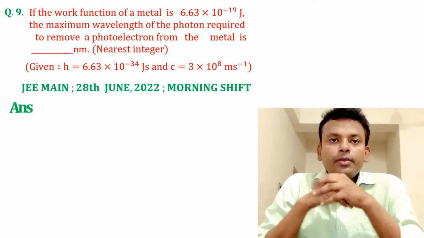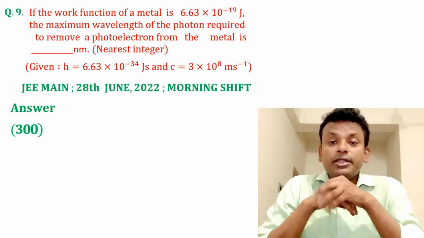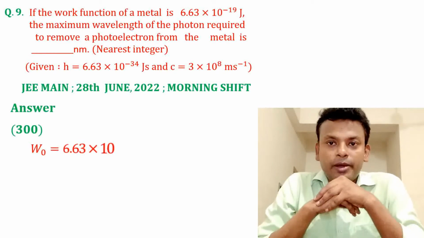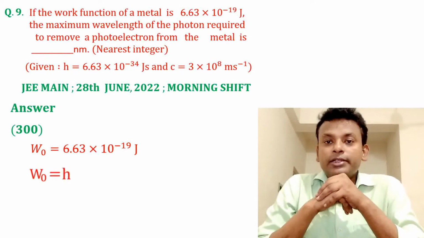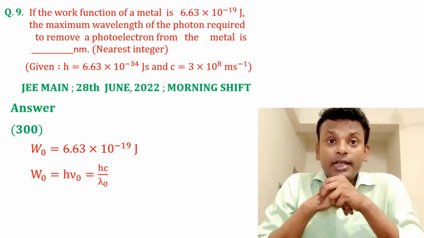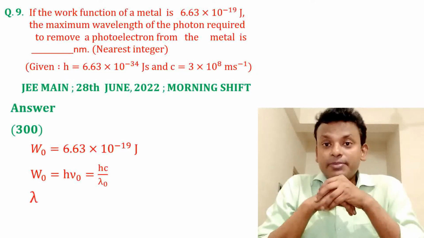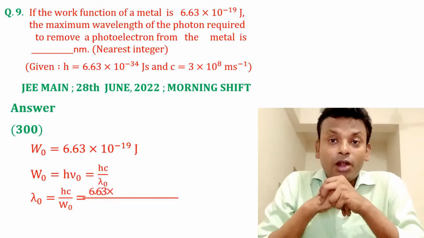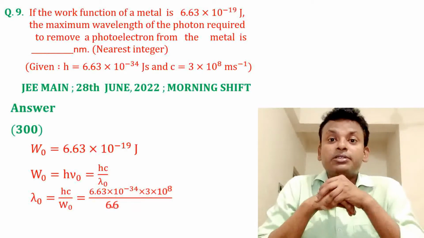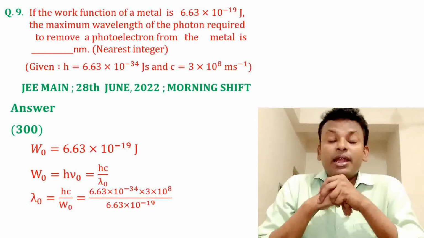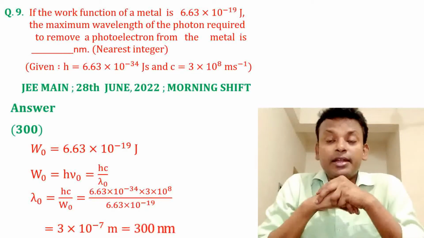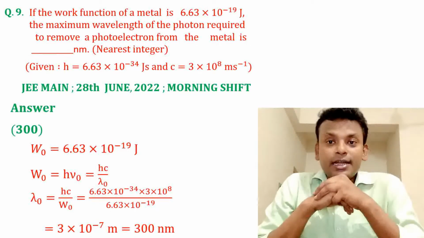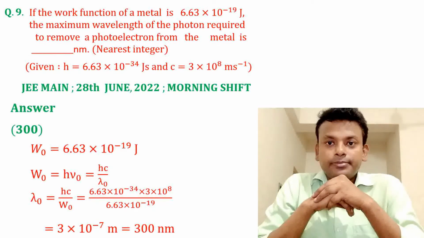Answer: W0, that is the work function, equals 6.63 × 10^-19 joule. We know that W0 equals hν0, that is hc/λ0. Here λ0 is the maximum wavelength, so putting in all values of hc and W0 gives 3 × 10^-7 meter, that is 300 nanometer. So the answer is 300 nanometer.